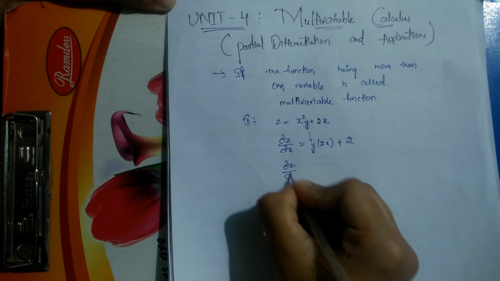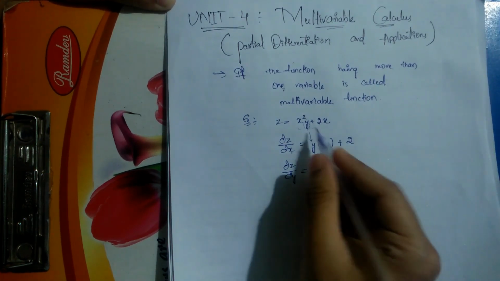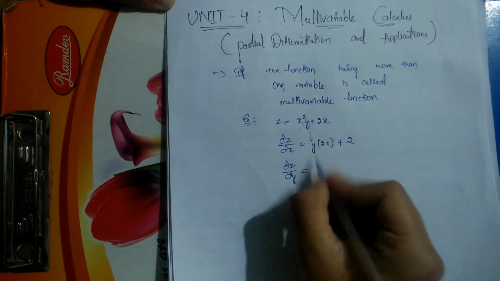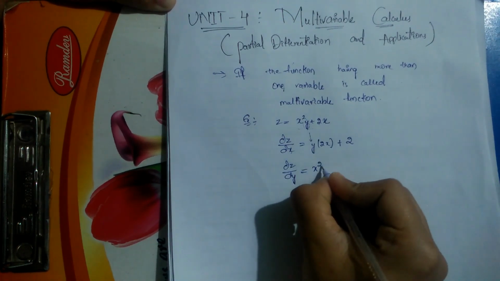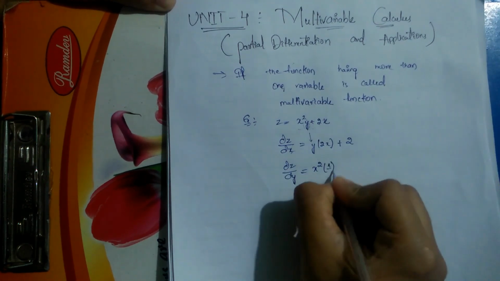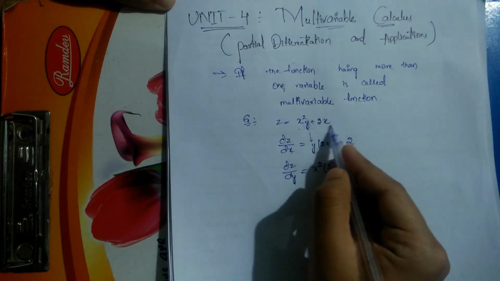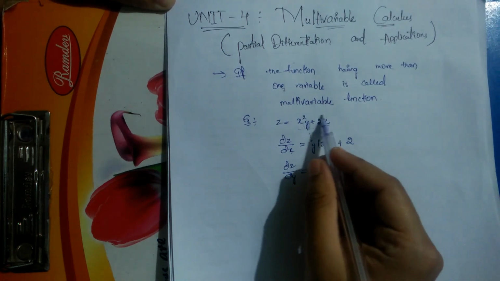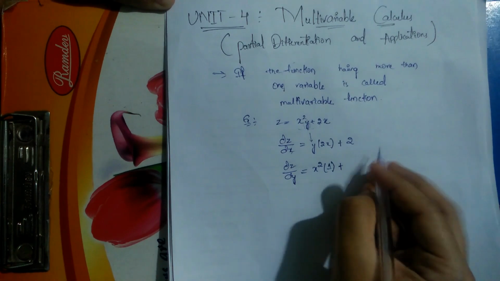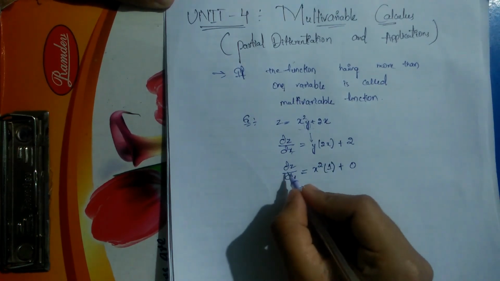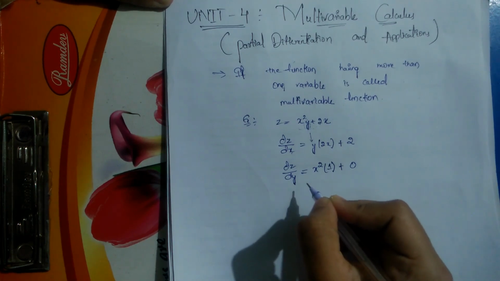Then dou z by dou y means differentiating the function z with respect to y. Then the other variable x is treated as constant, so write x square as it is here, and the differentiation of y with respect to y is 1. Plus 2x is differentiated with respect to y. As there is no y variable in this term, the whole differentiation becomes 0. So this is dou z by dou y.